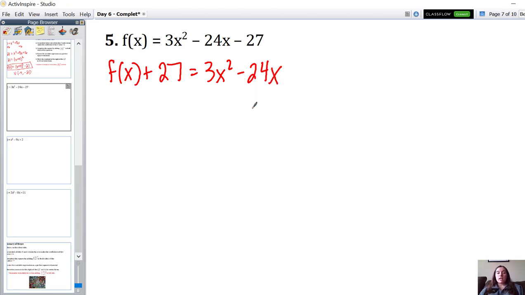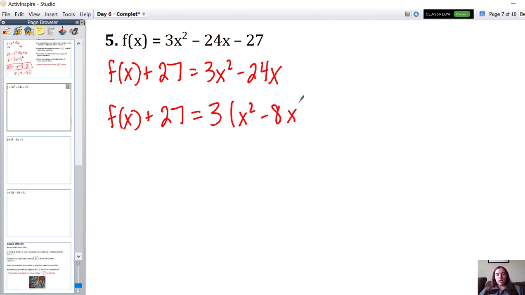Step 2 says to factor out any a value that's not 1. In this case, our a value is 3, so I'm going to factor out that 3. I'm not taking out a GCF, I'm just taking out that a. So now we have f of x plus 27 on the left, and now we factor out our 3. When we divide everything by 3, we're left with x squared minus 8x.